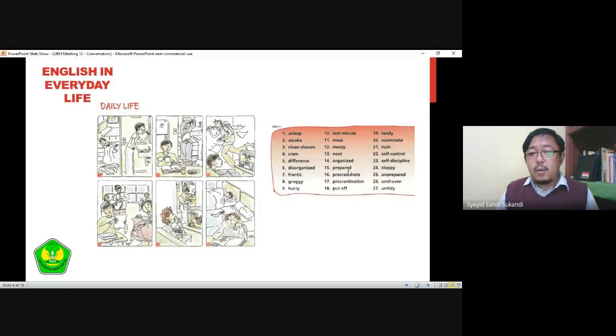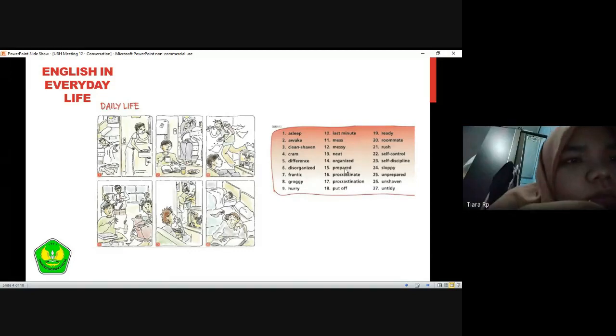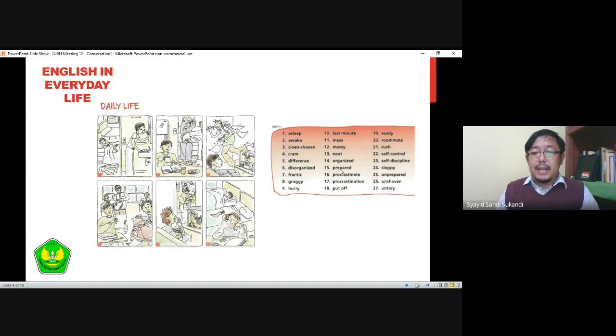It means you appreciate how he or she wears the dress and clothes. Okay, number 14, organized. Organized lawan dari disorganized tadi. Berarti Mr. Yellow has that. Prepared, yang penuh persiapan. Procrastinate.